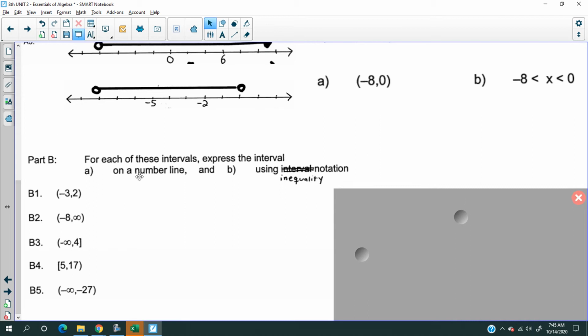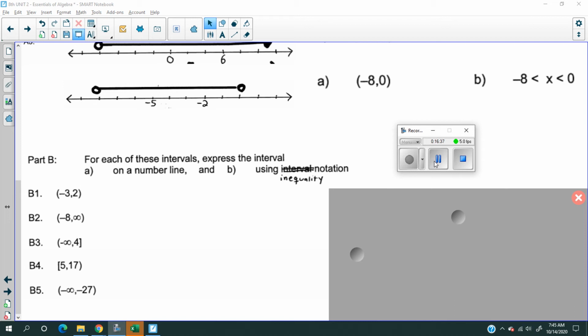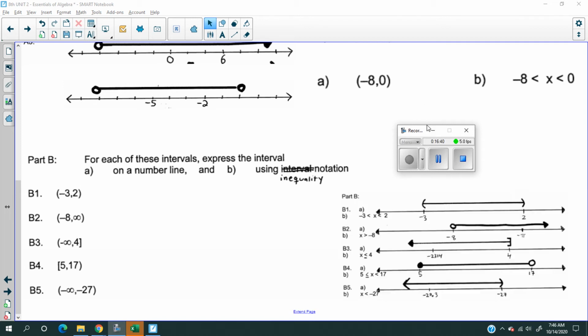So now I'm changing it up on you again. I'm giving you the interval notation; draw it on the number line, and then use the inequality notation. So why don't you press pause and try these right now for 5 minutes. When you're done, I'm going to show you the answers. So press pause right now. And here are the answers.